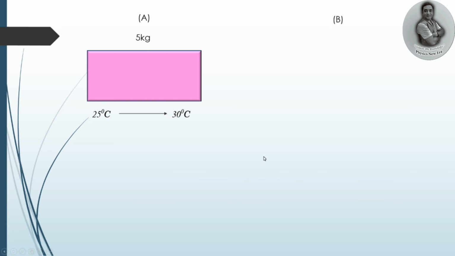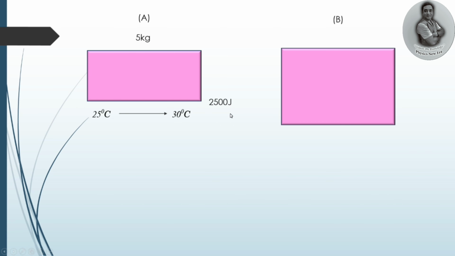How much energy do we need to raise the temperature from 25 degrees Celsius to 30 degrees Celsius? That is 2500 joule. Next, consider another body B, a bigger one, with a mass of 10 kilogram, and again raise the temperature from 25 degrees Celsius to 30 degrees Celsius. Comparing, the body mass is twice, so the energy needed is double. So I provide 5000 joule to raise the temperature by the same 5 degrees Celsius.